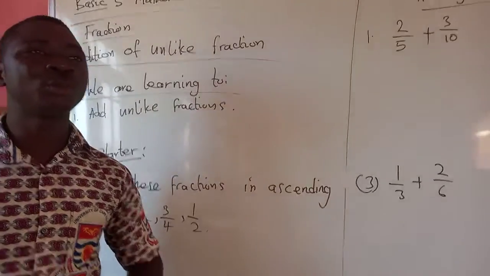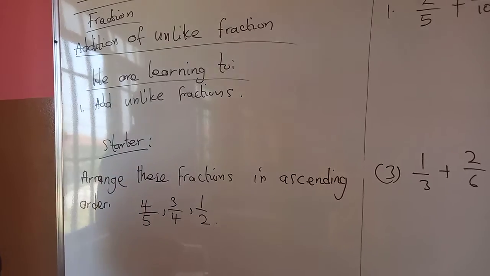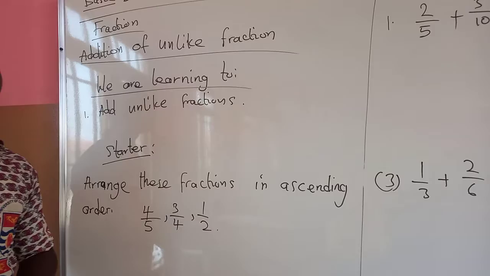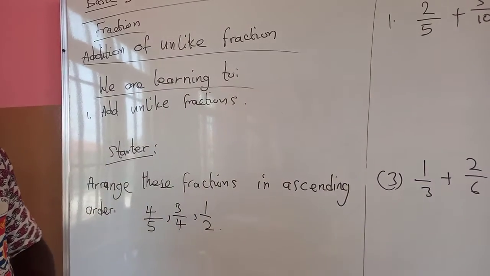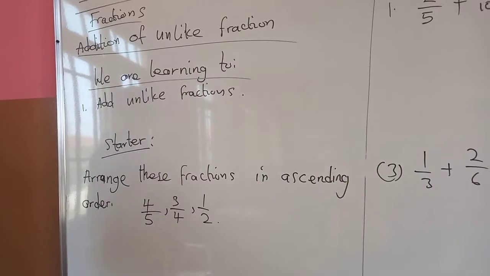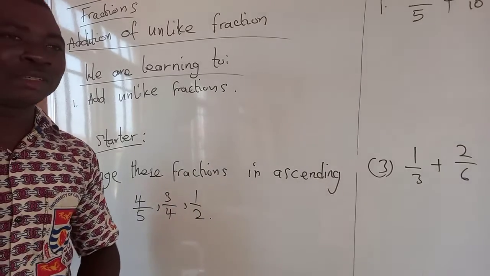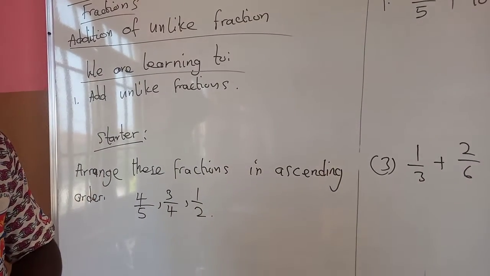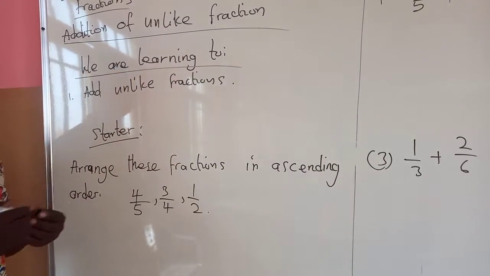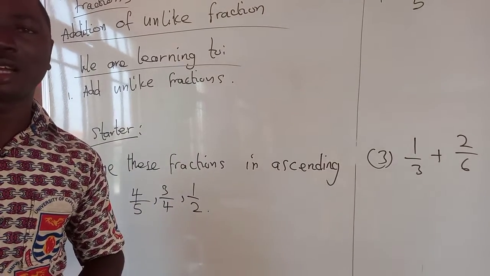What are we to learn at the moment? We're going to learn about fractions, and the fraction topic we want to talk about is addition of unlike fractions. So what we want to achieve at the end of the lesson is what we are going to read. We are learning to add unlike fractions.